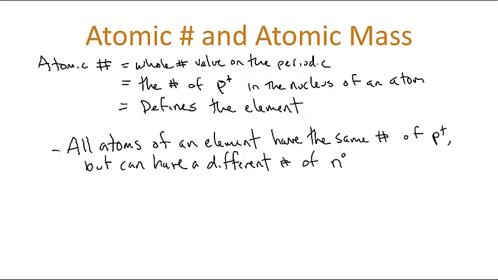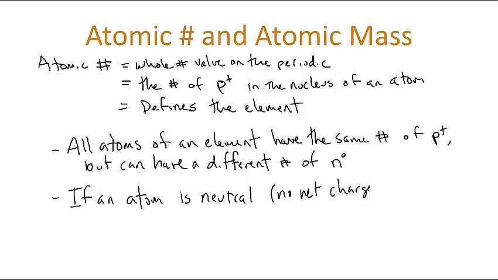And also, if an atom is neutral, which means it has no net charge, well then the pluses have to equal the minuses. So the number of protons equals the number of electrons, because the number of pluses has to equal the number of minuses. So for a neutral atom of oxygen, we look on the periodic table, it has an atomic number of 8. So for a neutral atom of oxygen with 8 protons, so 8 pluses, there must be 8 electrons as well.